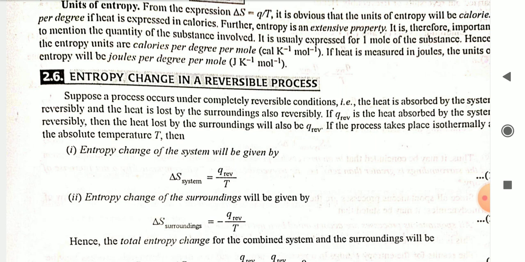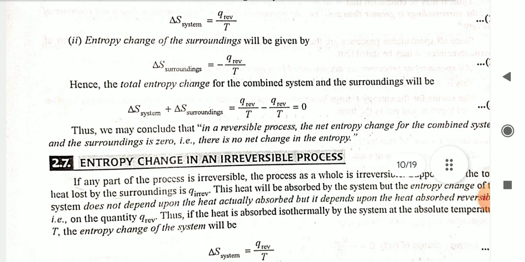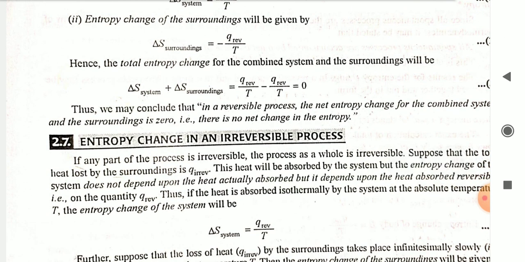del S system is equal to Q reversible by T. And second, entropy change of the surrounding will be del S surrounding is equal to minus Q reversible by T. And hence the total entropy change for the combined system and the surrounding will be del S system plus del S surrounding is equal to Q reversible by T minus Q reversible by T is equal to 0. Thus we conclude that in a reversible process the net entropy change for the combined system and the surrounding is 0. So there is no net change in entropy.